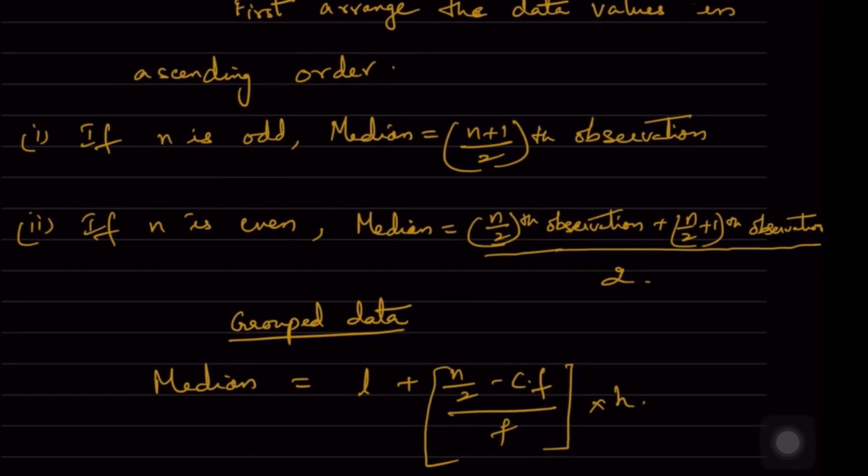Next, if n is even, the median is equal to the (n by 2)th observation plus the (n by 2 plus 1)th observation, divided by 2, the average of these two. Suppose n is 6: 6 by 2 is the 3rd observation, plus 3 plus 1, which is the 4th observation, divided by 2. So you add the 3rd observation and the 4th observation and divide by 2. That will give you the median when n is even. This is for ungrouped data.